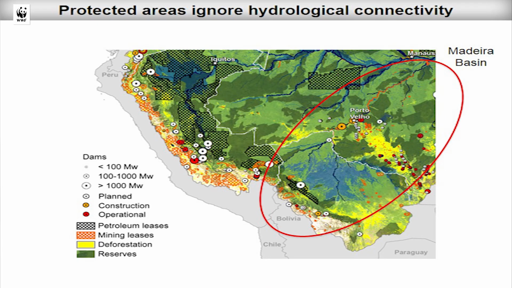Let me show you an example with the Madeira River Basin. At the headwaters of the river basin, there are lots of dams and some mining happening. Then in dark green, we have some protected areas, and then lots of deforestation, more dams. Protected areas downstream of these areas essentially cannot protect freshwater biodiversity because all the threats are outside the protected area boundaries, upstream of these boundaries.